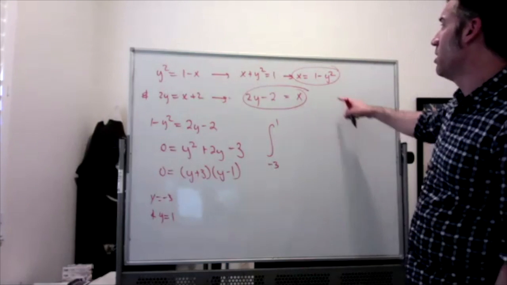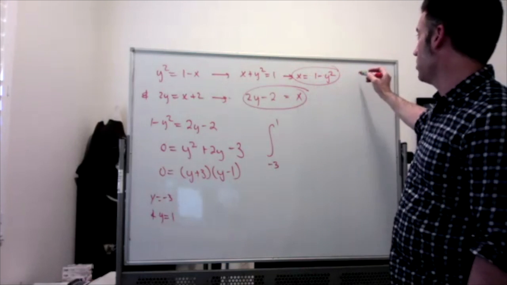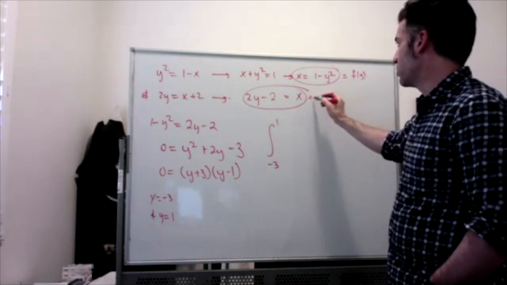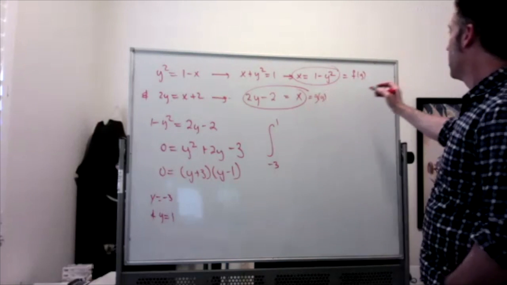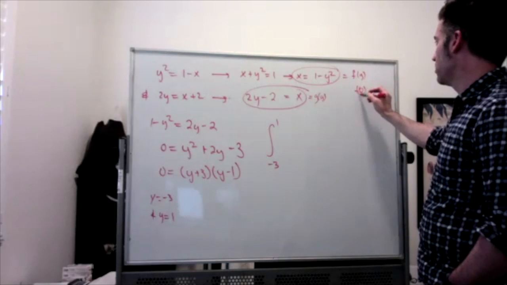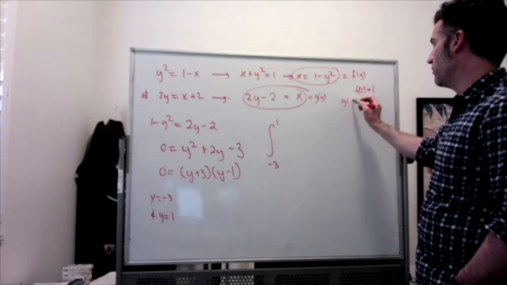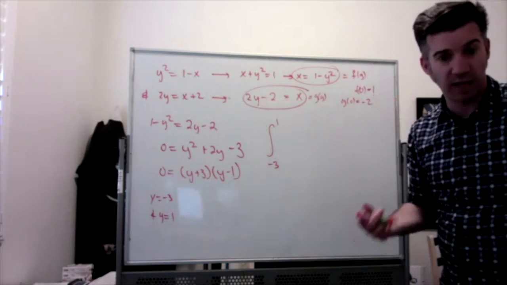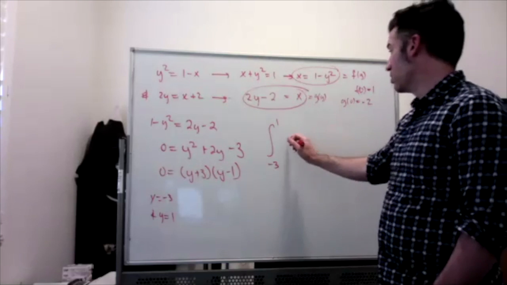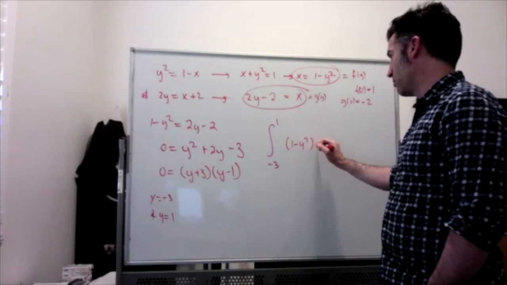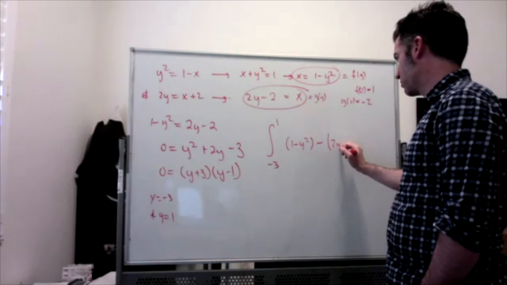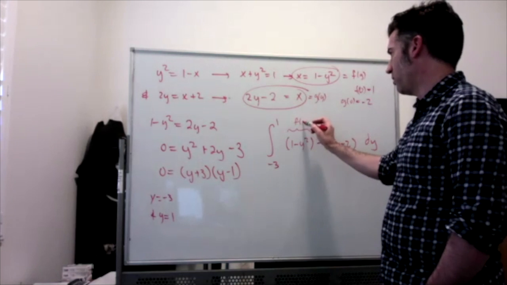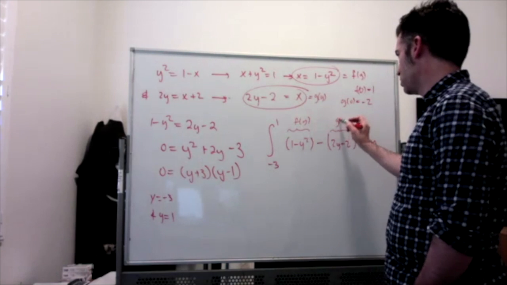So plugging in 0, I get x equal to 1 minus 0. If I call this one f of y and this one g of y, f of 0 is 1 and g of 0 is negative 2. So f of y is the bigger function. So that means I'm going to do the bigger function minus the smaller function. That's my f of y, my g of y.